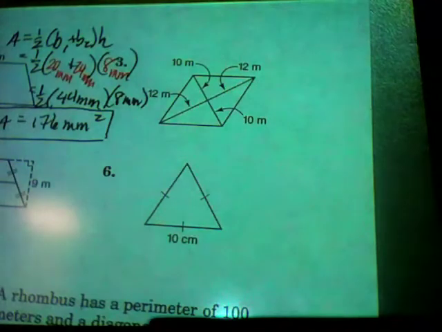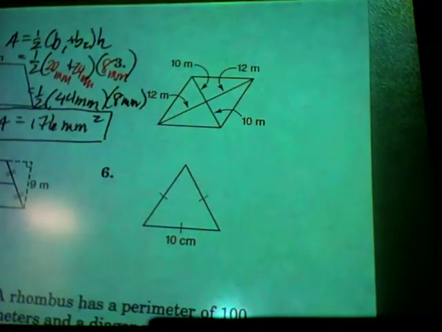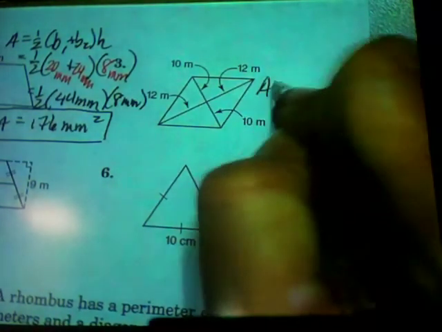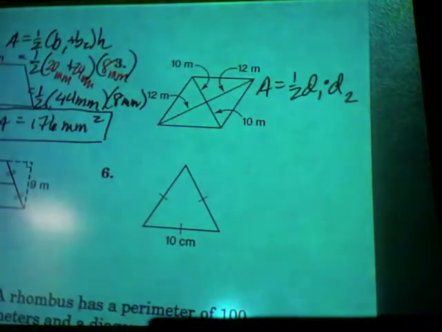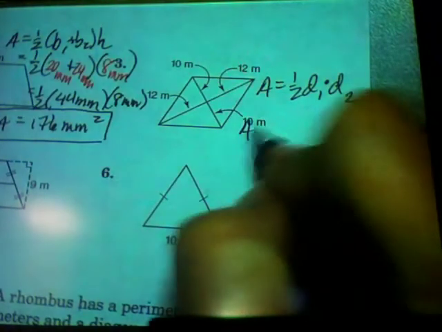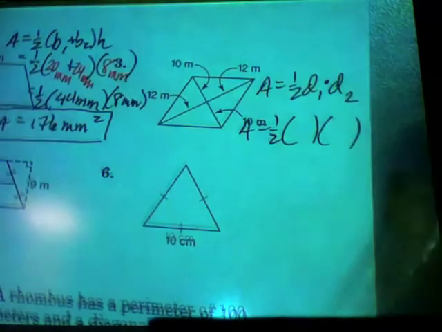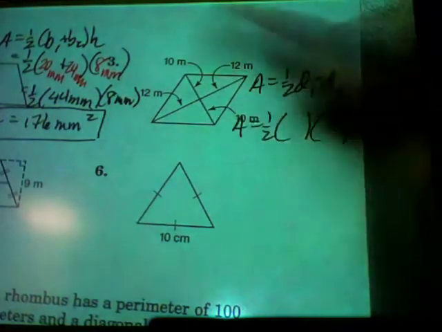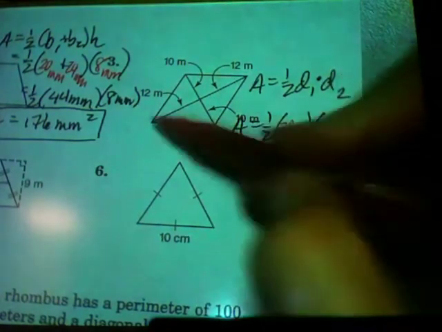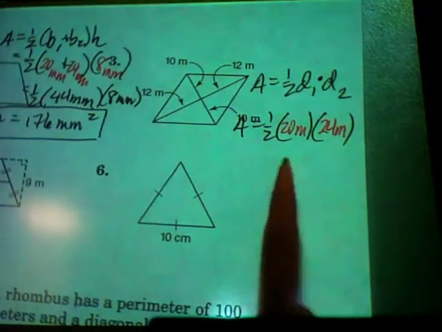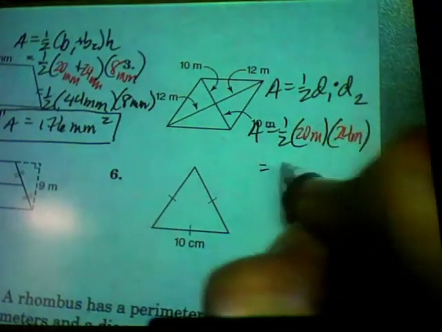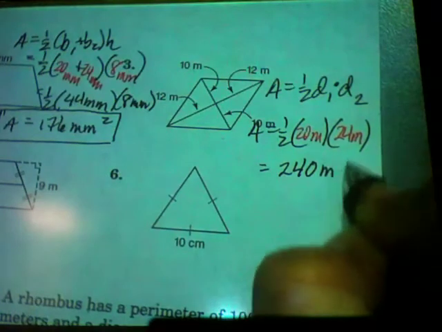Then we come to the rhombus, and they're giving us the diagonals in the rhombus, and area equals 1/2 diagonal 1 times diagonal 2. The whole length of that diagonal. Now they've split the diagonal to try to confuse you. I'm going to take that whole length. So this is 20 meters, and this whole length is 24 meters. So 1/2 of 20 is 10, 10 times 24, the area is 240 meters squared.